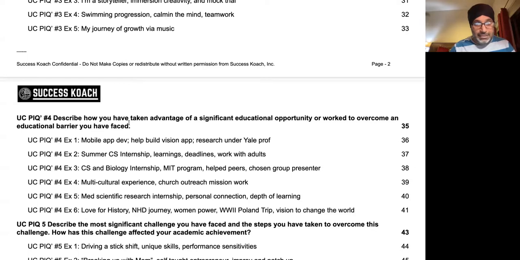But the fourth one is, describe how you've taken advantage of a significant opportunity or work to overcome an educational barrier that you have faced. Now, you're looking for an educational opportunity or overcoming a barrier. So how did you take advantage of an opportunity or a barrier that you faced? One of the students talked about how he was a mobile app developer. He worked for this startup, and he worked for a professor, a Yale professor, and built a vision app specifically to be able to know much sooner if a person can't read. Okay, so it's pretty cool. He built the app.